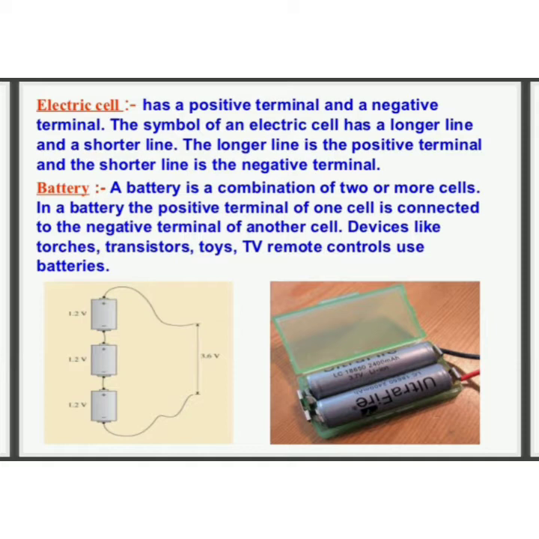Now, this electric cell is the one which we use in our remotes, and we call them batteries, right? But it is wrong. A battery is a combination of two or more cells. So, in a battery, the positive terminal of one cell is connected to the negative terminal of another. This device is used in torches, transistors, TV remotes, etc., in AC remotes as well.